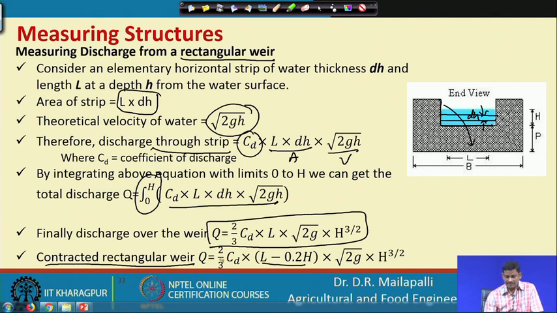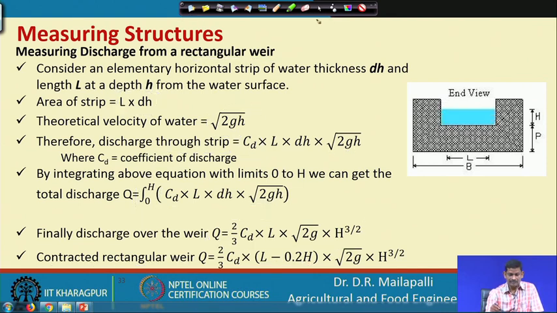the equation is the same, except that because you have end contractions on both sides, each is 10% of H, so there is a 0.2 H correction. This way we can estimate the discharge through the rectangular weir.